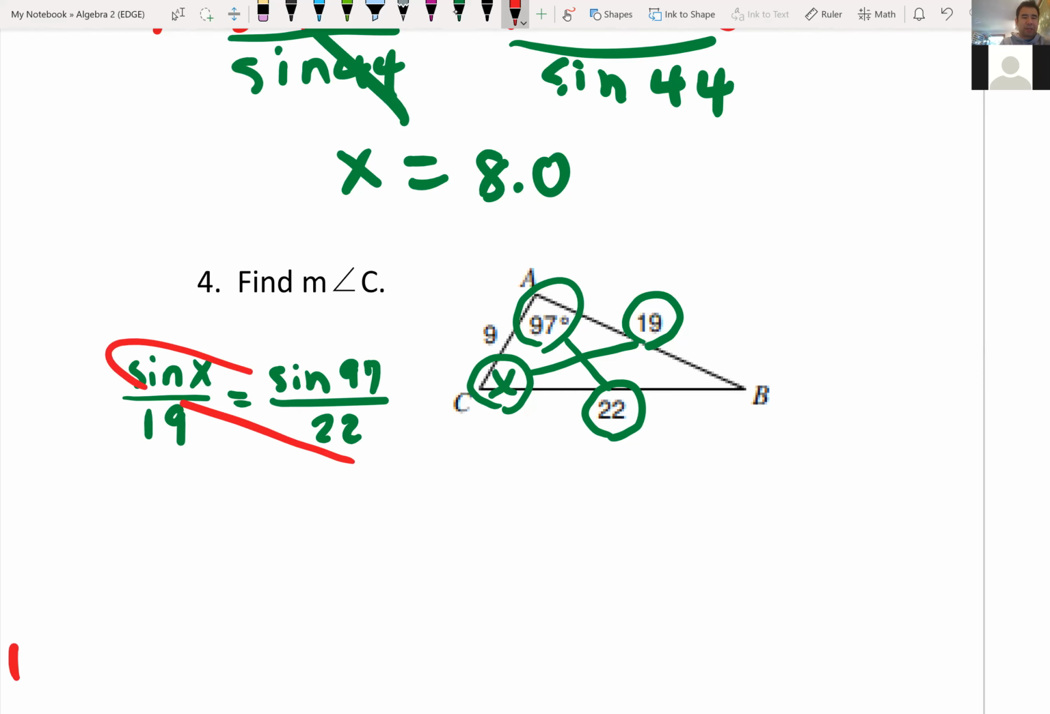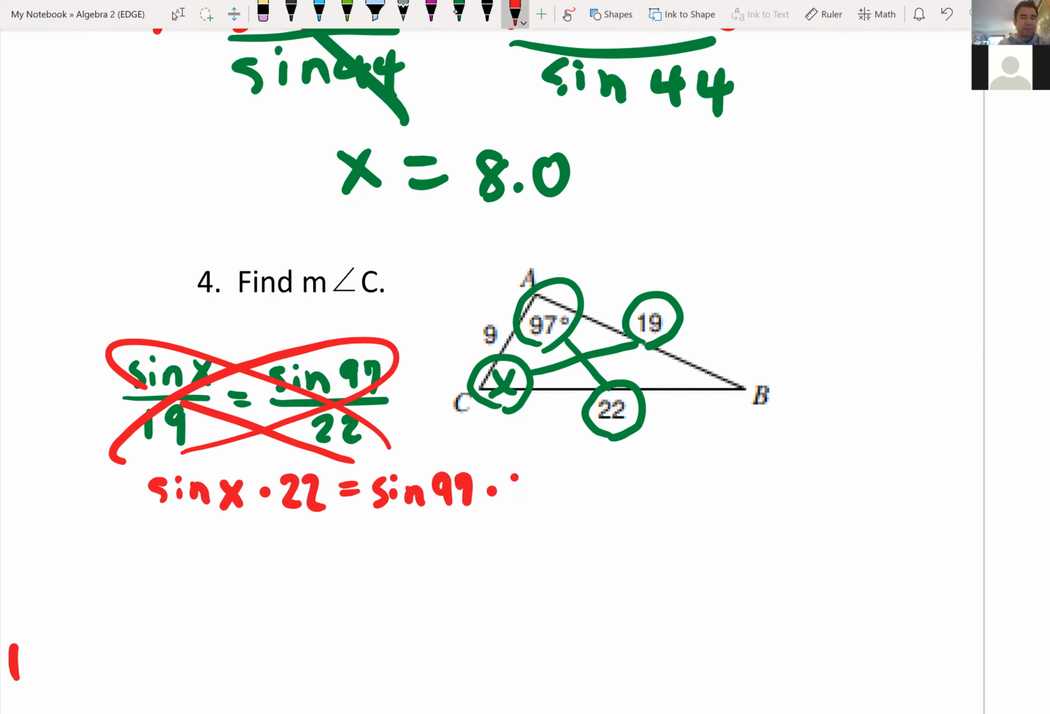Let's cross multiply. Sine of x times 22 equals sine of 97 times 19. Since we want to find the x, let's divide both sides by 22. That 22 cancels out.